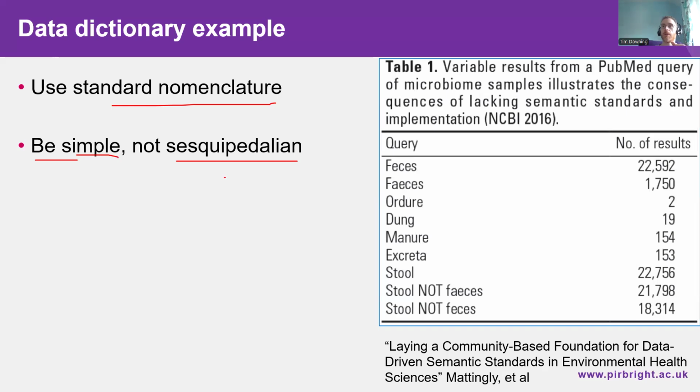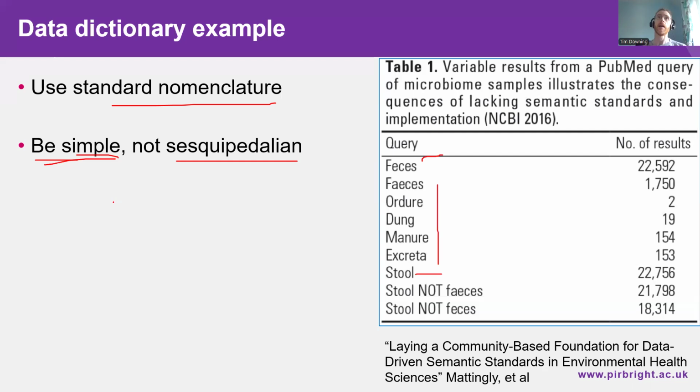That's not necessary. An example of this is microbiome research, where people's tendency to use different terms such as stool or feces or other terms to refer to the same thing means that if you're trying to search different databases for these things, it's not always straightforward, because things are inconsistent. So again, going back to being simple may mean using the same term over and over again, but at least it's consistent. It's more easily indexed and more easily searchable.